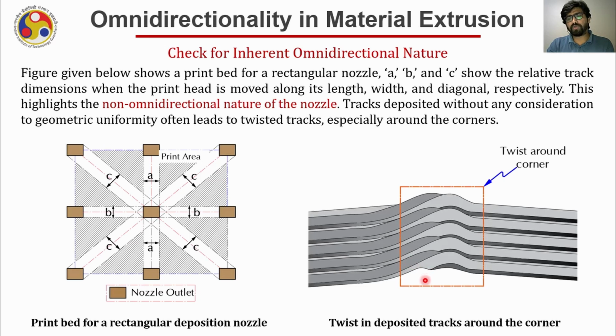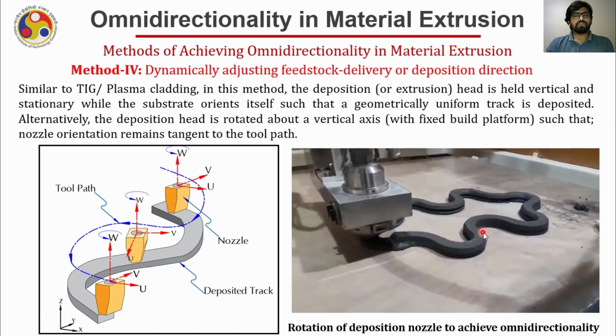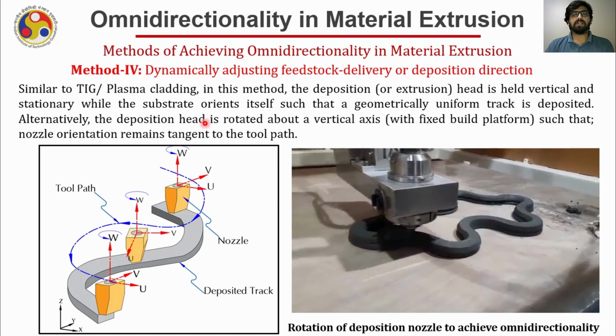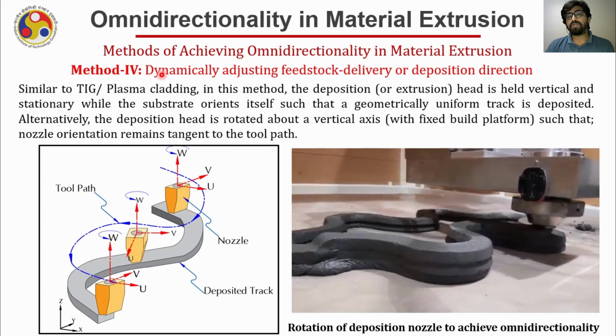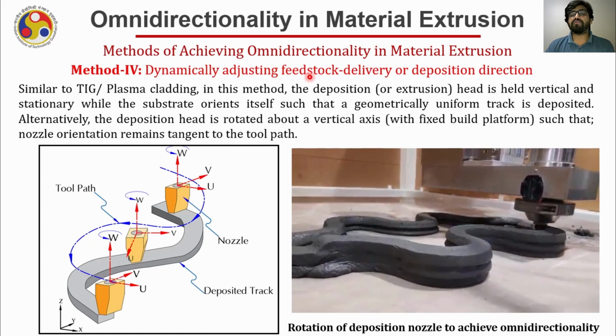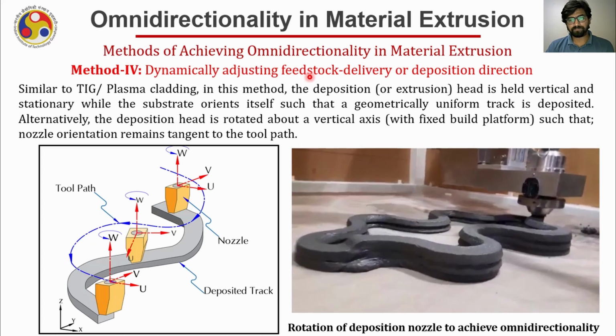Also, another issue arises when we use rectangular nozzles. If we take a turn, a twist is usually observed due to the sudden change in the direction of the deposition. So the solution for that is typically method number 4, which we discussed, and it says we need to dynamically adjust the feedstock delivery direction.